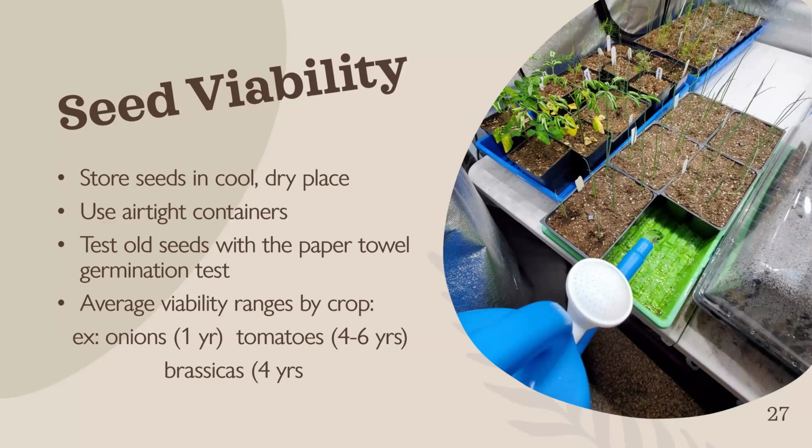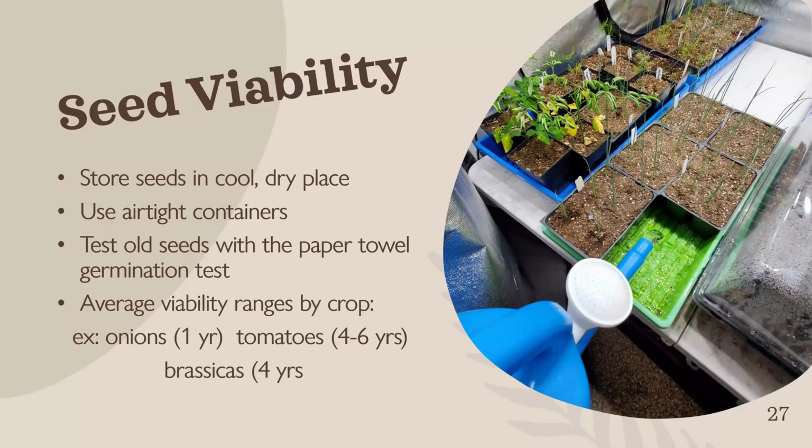So the paper towel germination test, which I'll talk about next, is a super simple one to do. Most everybody has paper towels at your house. You can use paper napkins or something else similar to that. But that's an easy way to figure out the germination and the viability of your seeds at home.